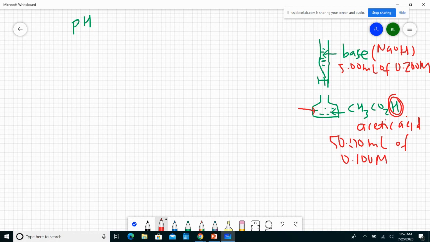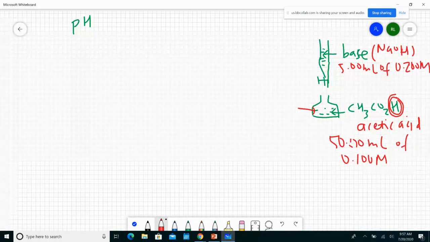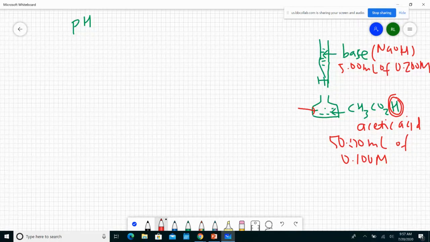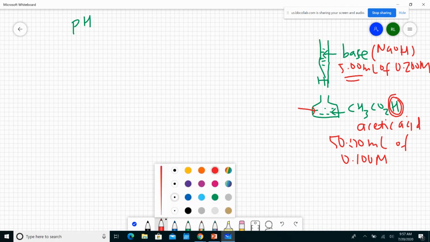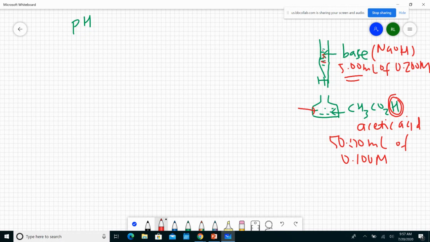Right? So remember, what they are trying to do here is basically, you start adding this base to this acetic acid, then after a certain volume of the base has been added, they're asking me what is the pH of this solution after the base has been added. After a certain time, you add the base and you're going to get that equilibrium concentration, and then they're finally asking you what's the pH of the solution, all right?